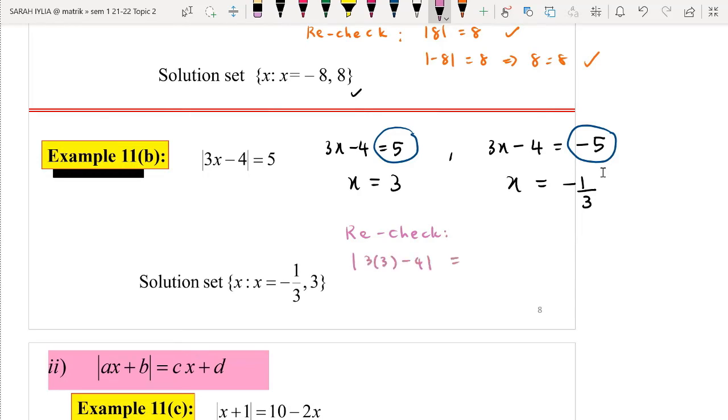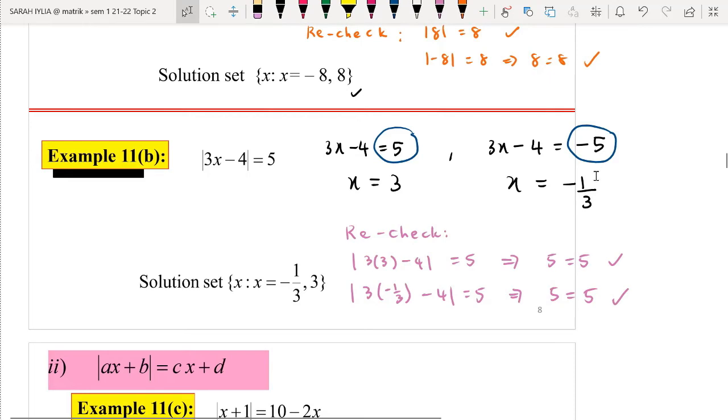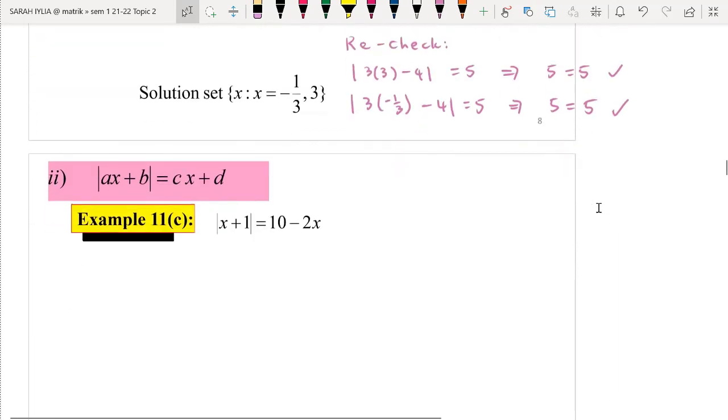Kita just make sure kita check. Jangan tak check lah. Kalau tak check nanti, in case berlakunya jawapan yang awak kena reject, awak tak perasan. Itu je masalah dia. So, in this case, both answer we accept. Okay. Tak ada masalah. Alright, saya pergi seterusnya.